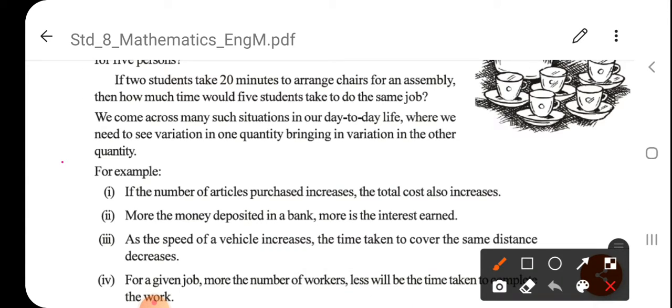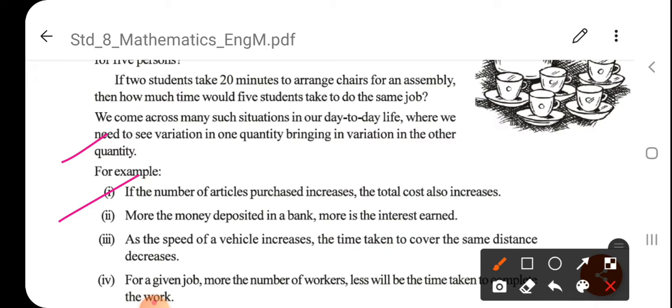So here you can see that we come across many situations in our day-to-day life where we need to see variation in one quantity bringing in variation in the other quantities. So if there is any variation in one quantity, it will bring variation in the other quantity. Some examples are given. Let's see.